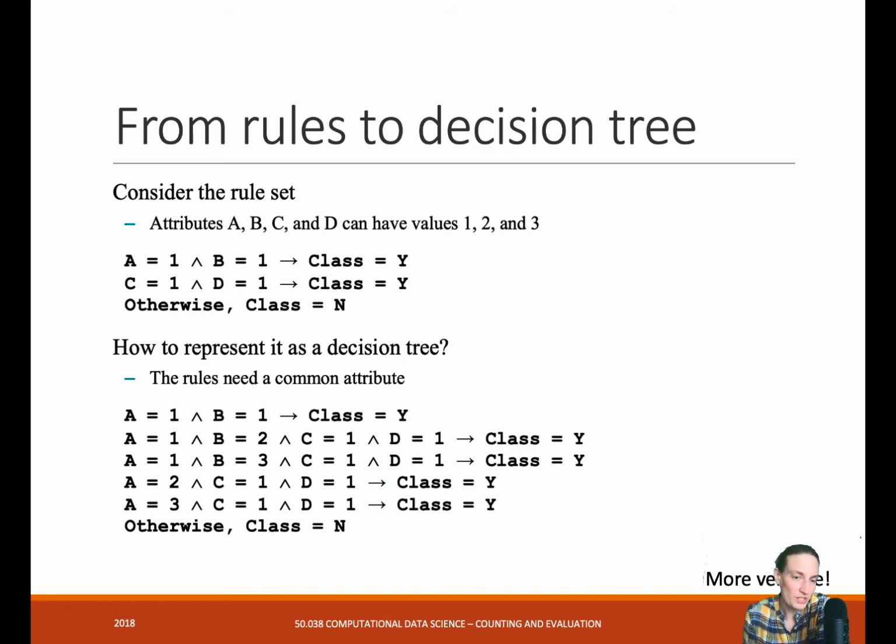To do a decision tree, we need a common attribute, which is the root of our node. So we can rewrite these rules in the following sense, and we made sure that the attribute A is in all of the rules. This allows us to unfold the tree. It is more verbose, but it will form a nice graphical representation.